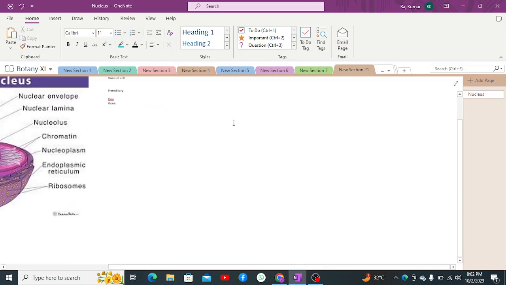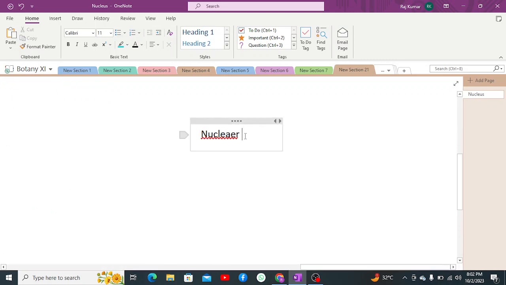The structure of the nucleus is in such a manner that the eukaryotic nucleus consists of four major parts, which include the nuclear membrane, which we also call the nuclear envelope. We also call the nuclear membrane and nuclear envelope karyotheca.